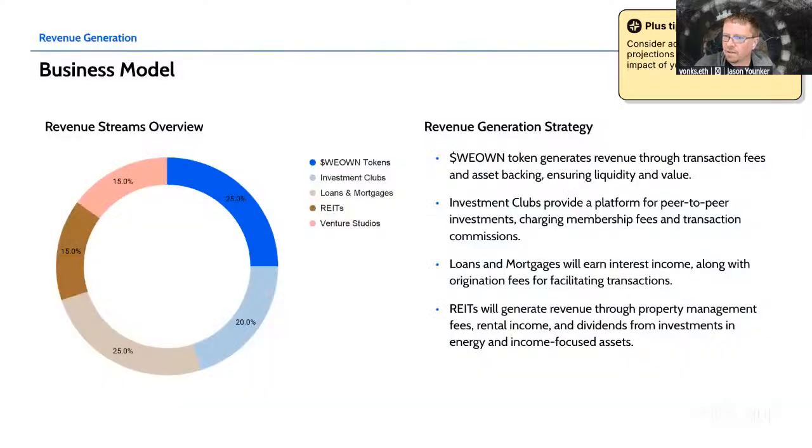Business model, revenue streams overview. WeOwn tokens, investment clubs, loans and mortgages, REITs, venture studios. WeOwn token generates revenue through transaction fees and asset backing, ensuring liquidity and value. Investment clubs provide a platform for peer-to-peer investments, charging membership fees and transaction commissions. Loans and mortgages will earn interest income. REITs will generate revenue through property management fees, rental income, and dividends from investments in energy and income-focused assets.